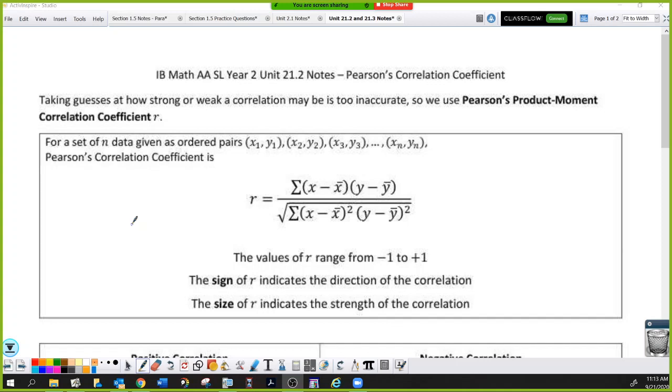For a set of n data points, like 20 data points, 50 data points, 100 data points, you can list them all as x comma y's, because if you're talking about correlation, you're legitimately talking about how closely related two variables are. Okay, two variables.